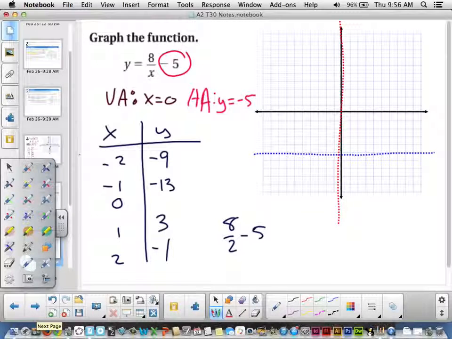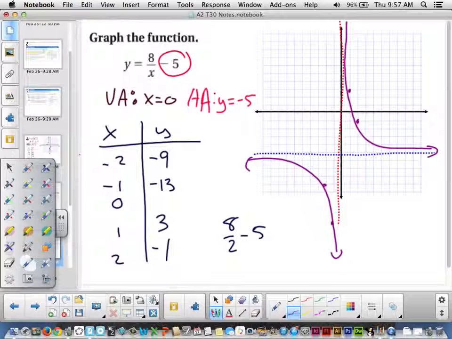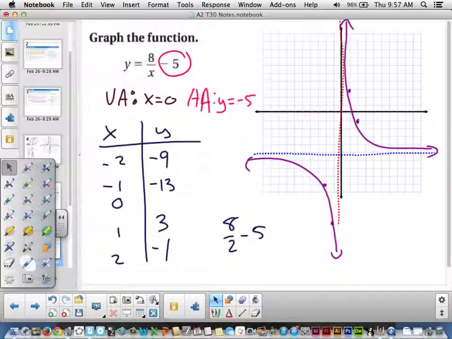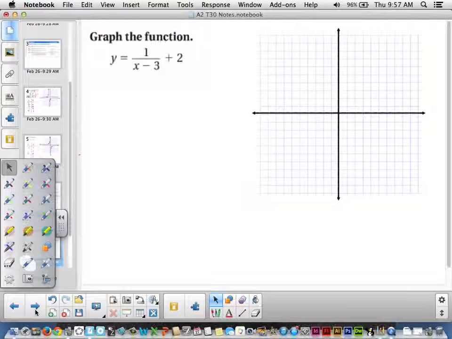So we got our points. Let's plot them. -2, -9, -1, -13, approximately there. 1, 3, and 2, -1, and we can see our curve roughly goes like that. Pause, try this one, and I'll go through it.